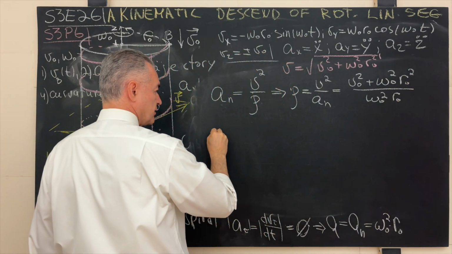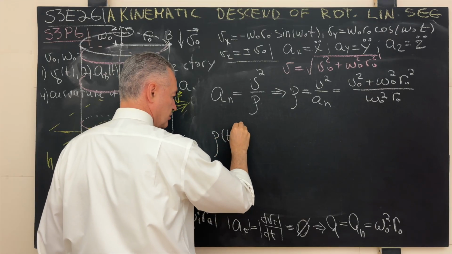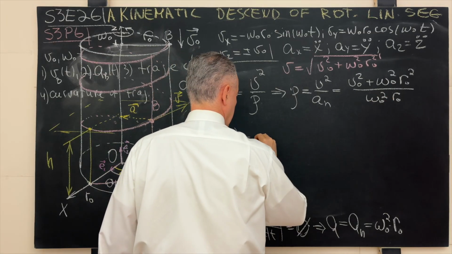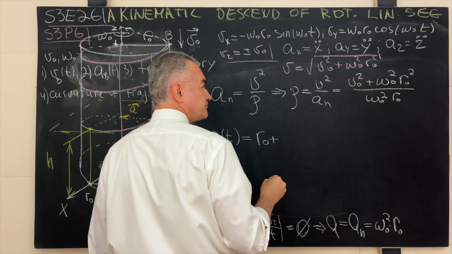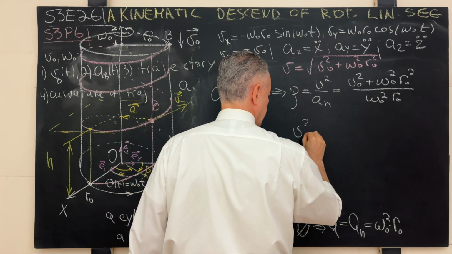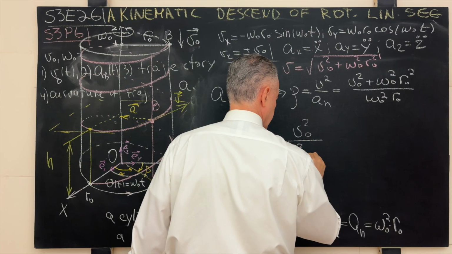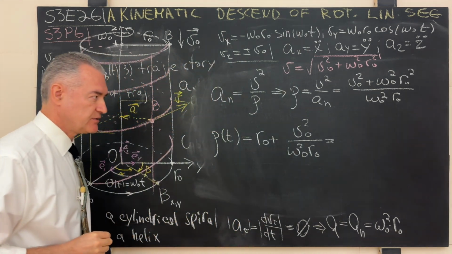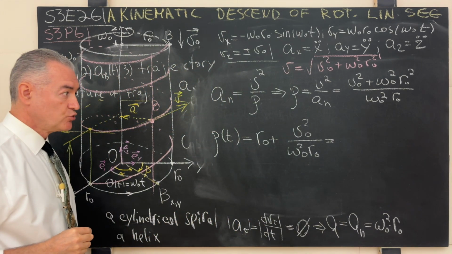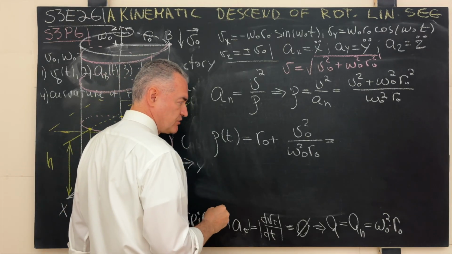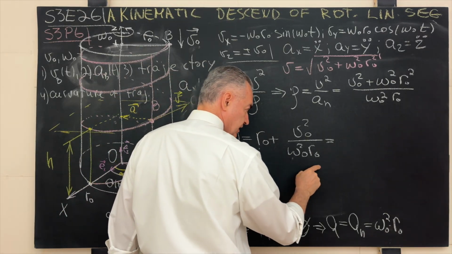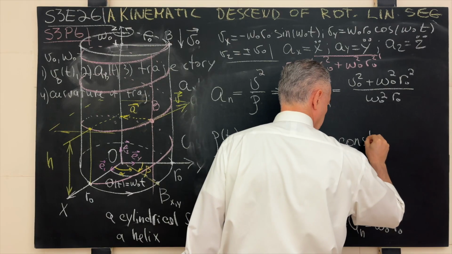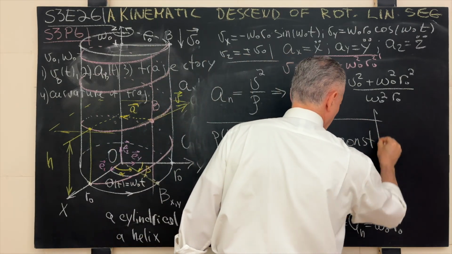As such, we can write that as a function of time, the curvature of our cylindrical spiral is given by the following expression: R0 plus v squared 0 over omega squared 0 r0. This is the result that the examiner was expecting you to produce. And what other observation do you make? Constant quantity, constant, constant, constant. Everything is a constant. So the curvature is also a wonderfully constant quantity in this case.